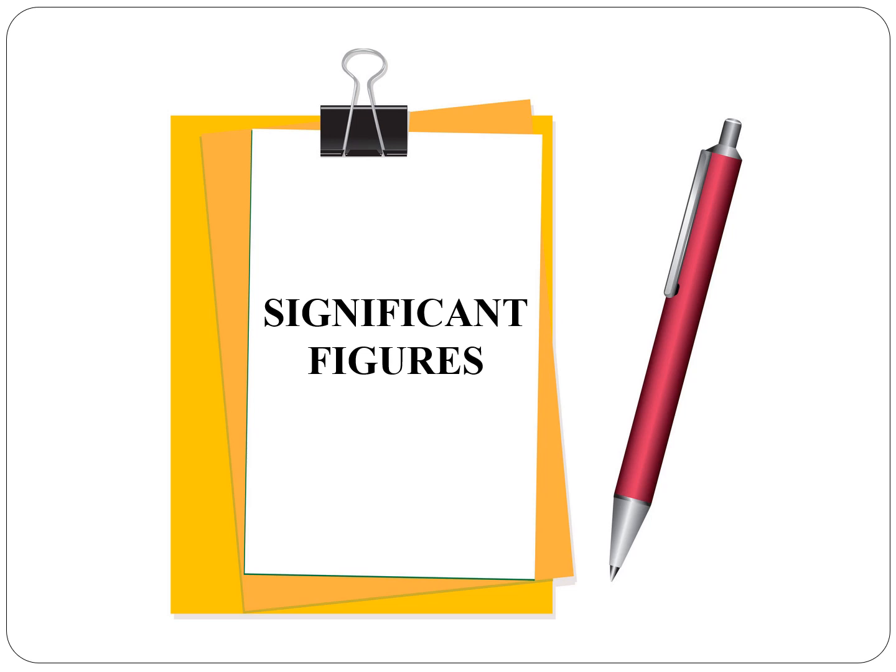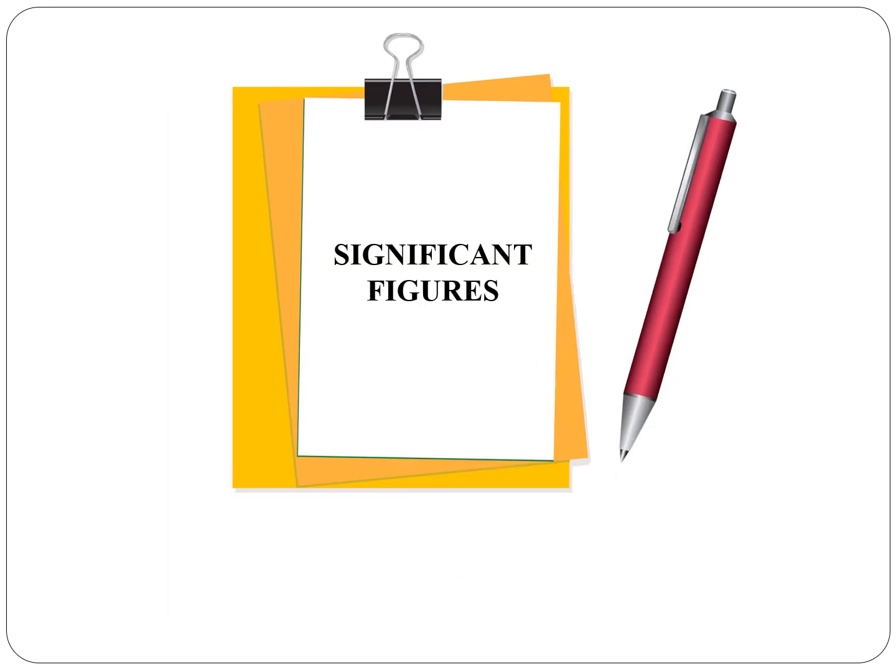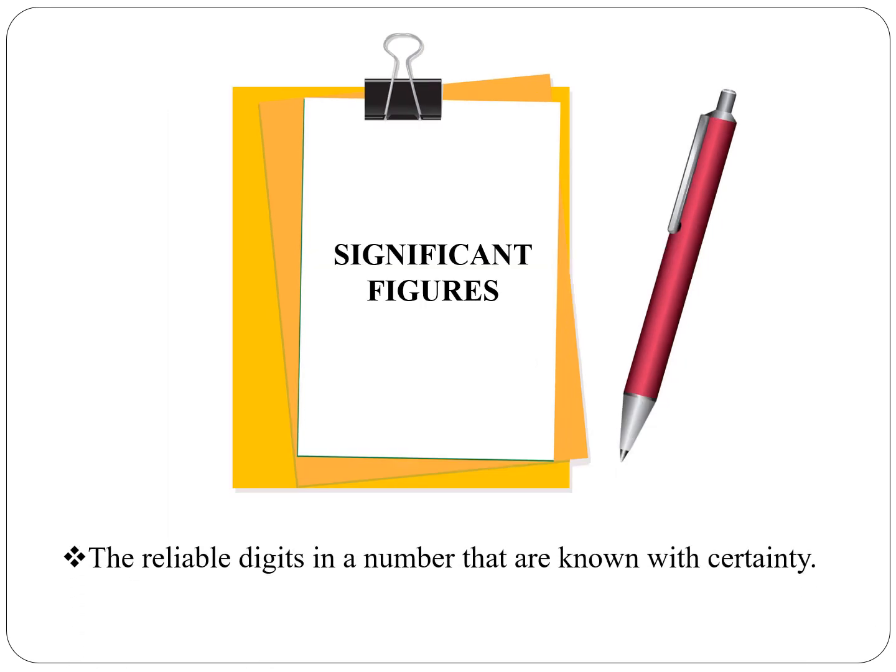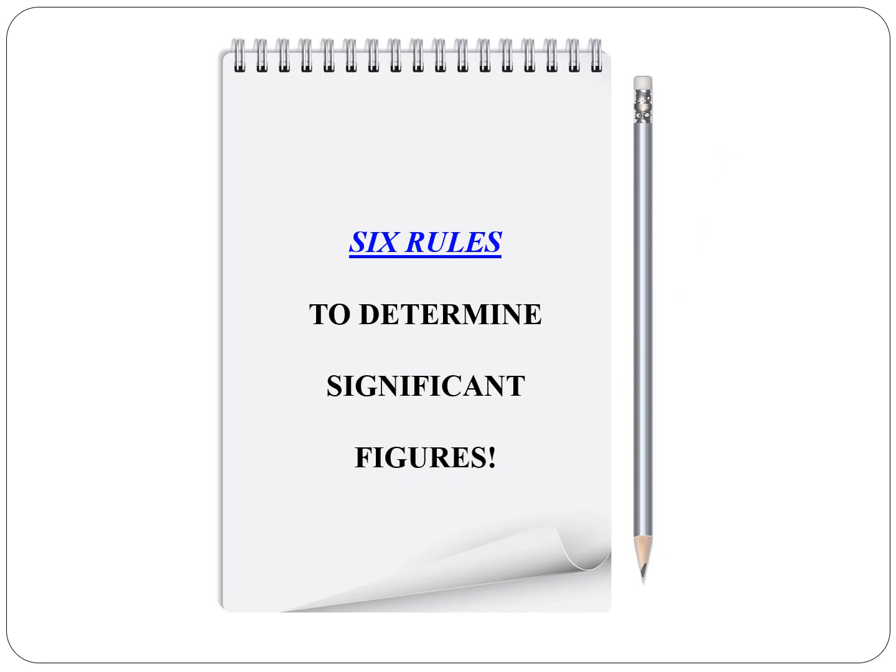Today we are going to learn about significant figures. Significant figures are actually the reliable digits in a number that are known with certainty. The last digit of a number is generally considered uncertain by a plus minus in the absence of qualifying information. There are certain rules to determine significant figures. Let's study them one by one.